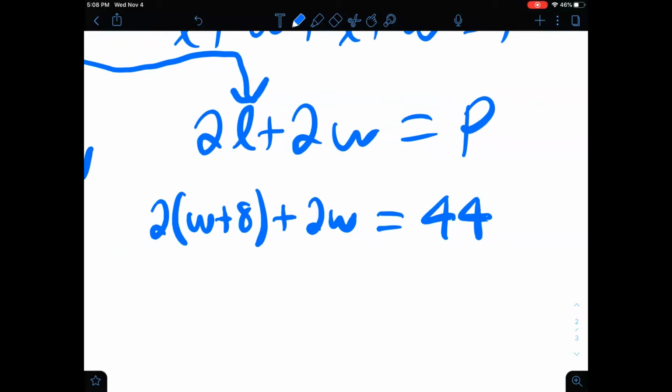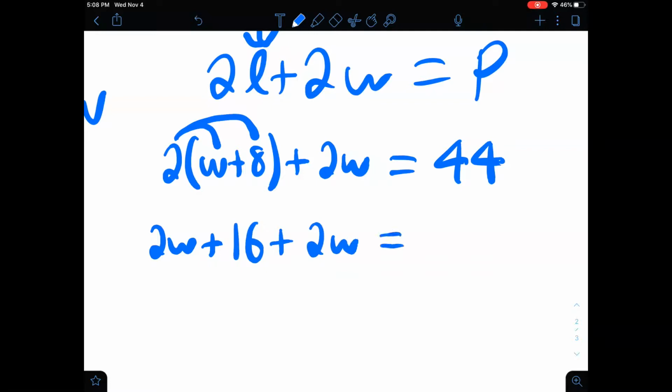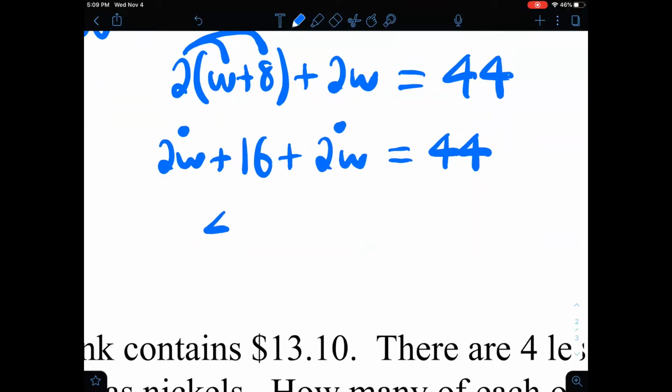Now we just got to solve from here. Anything to distribute here? Yeah, we got to distribute the 2. What's 2 times W going to be? 2W. What's 2 times 8? 16. Anything else to distribute here? No. Any like terms? Yes, we have like terms. We have 2W and 2W. So that's going to be 4W plus 16 equals 44.